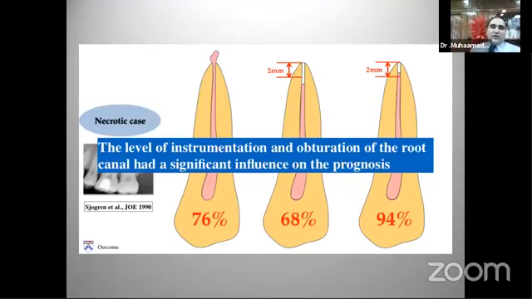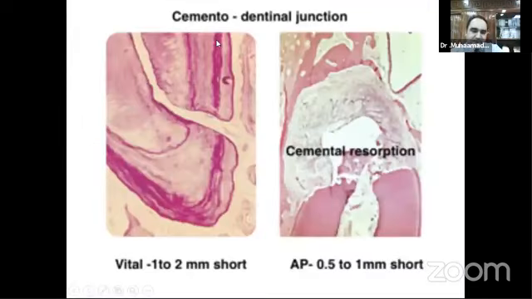In fact, there has been a lot of research in the literature concerning the level of instrumentation and obturation of the root canal and its effect on outcomes. Most of this research indicates that the best outcomes were achieved when you fill within the last 2 millimeters from the apex, compared with being short of 2 millimeters or filling beyond the apex. It is advocated to fill 1 to 2 millimeters short in vital cases, and half to 1 millimeter short in necrosis cases with apical periodontitis where there is cemental resorption, as you can see here.